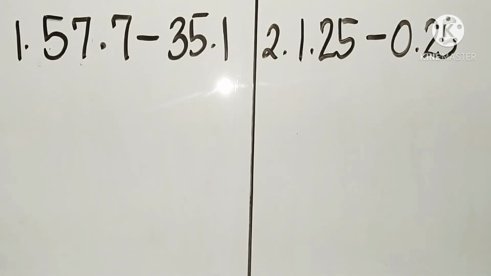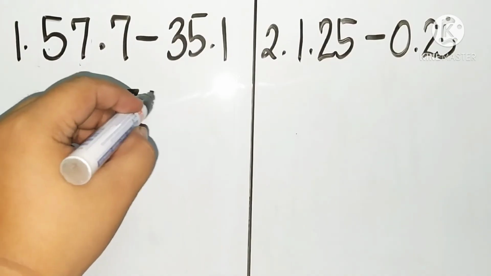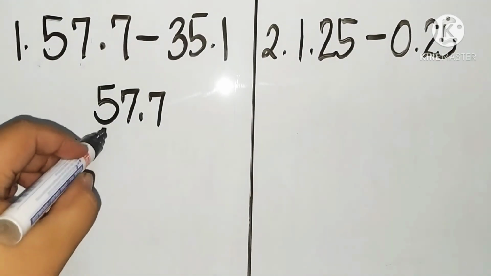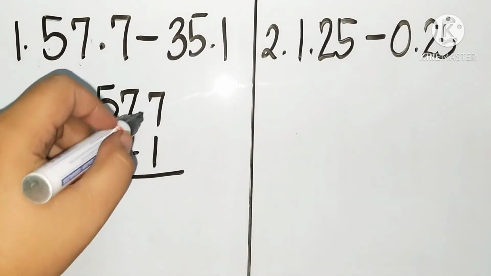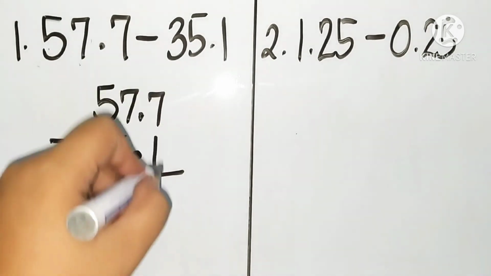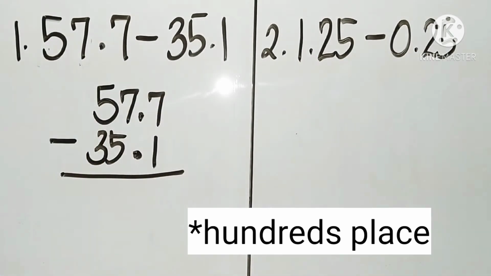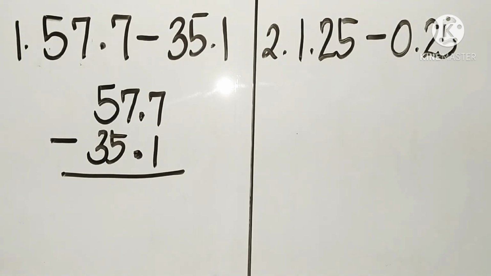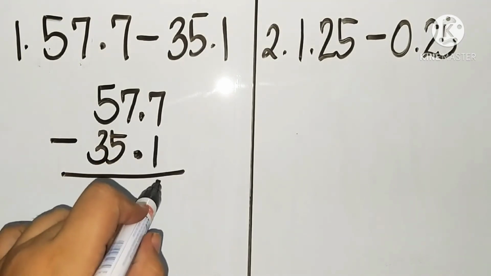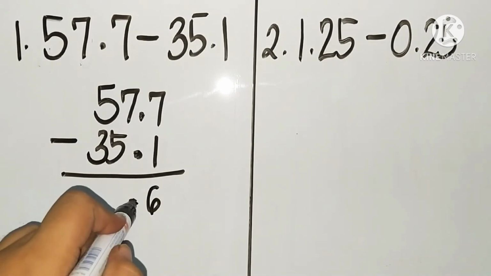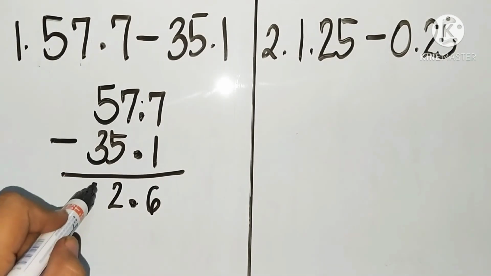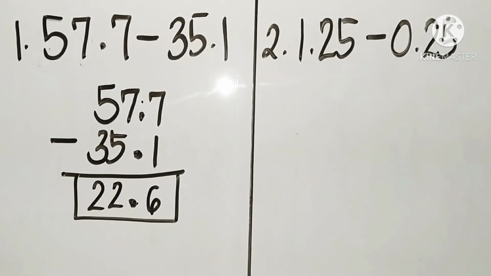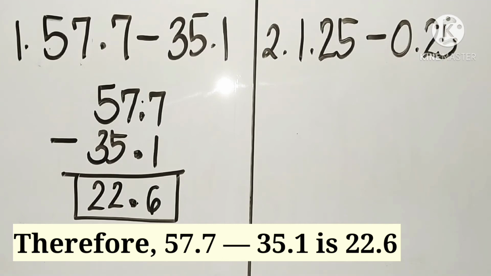57 and 7/10 minus 35 and 1/10. Una, let's write it in columns. 57 and 7/10 minus 35 and 1/10. So, magkatapat yung dalawang decimal point. Magkatapat yung tenths, yung ones, and yung hundredths place. Then we subtract. 7 minus 1 is 6. Then copy the decimal point, so katapat lang din. 7 minus 5 is 2. 5 minus 3 is 2. So this is now the answer. We have 22 and 6/10.